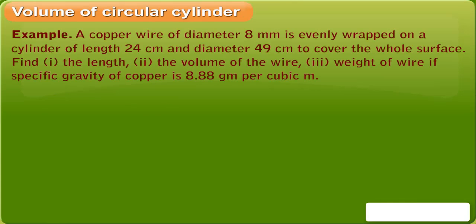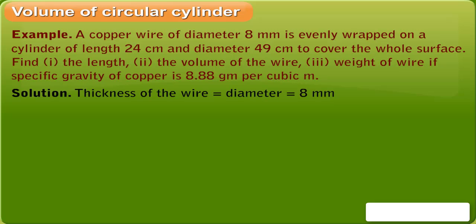Let's take the next example. A copper wire of diameter 8 mm is evenly wrapped on a cylinder of length 24 cm and diameter 49 cm to cover the whole surface. Find first the length, second the volume of the wire, third weight of wire if specific gravity of copper is 8.88 grams per cubic meter.